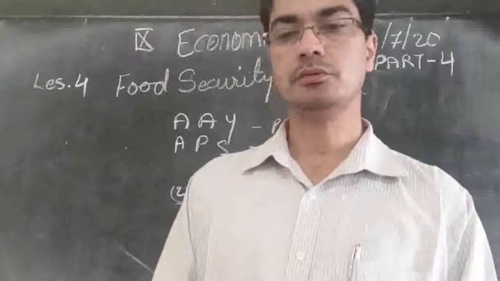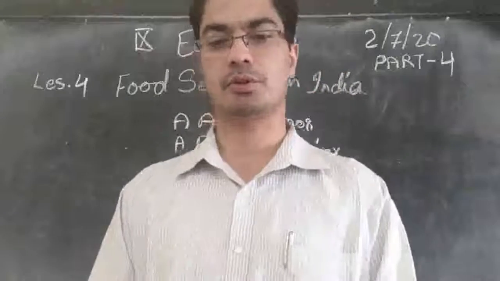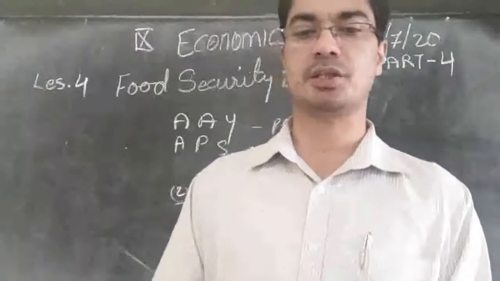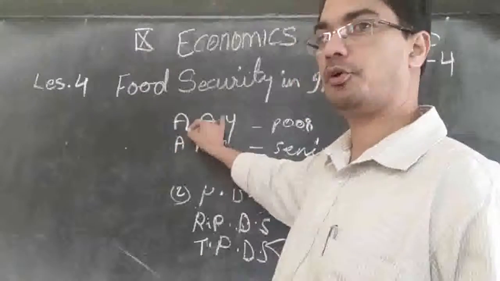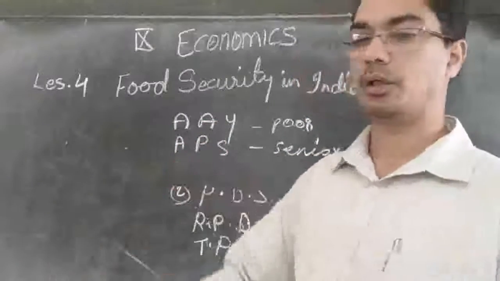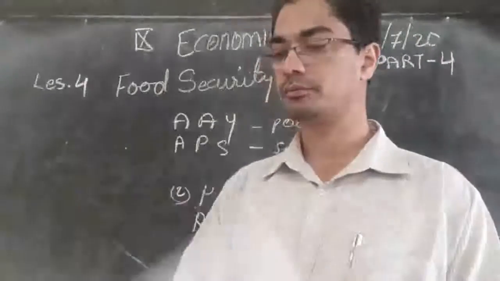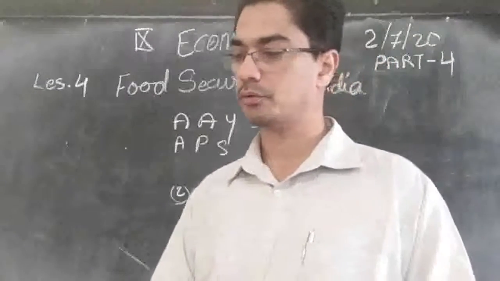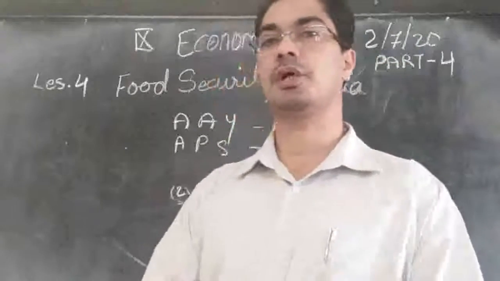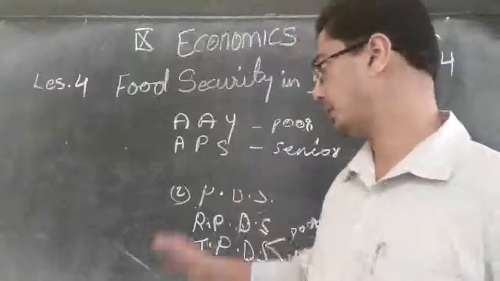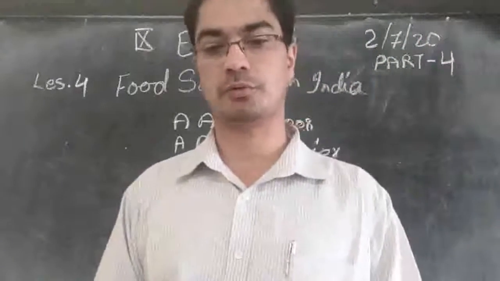Then the functioning of these two schemes was linked with the existing network of PDS. So these two programs, Antyodaya Anna Yojana and Annapurna scheme, both were connected with PDS. They can go to the ration shops and get the things from PDS shops.